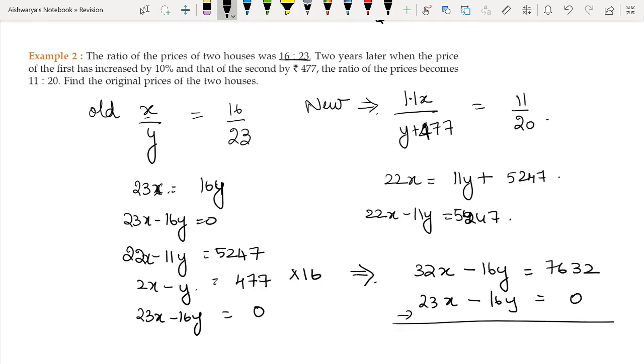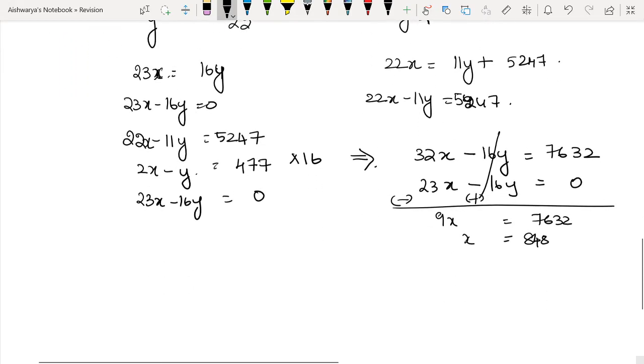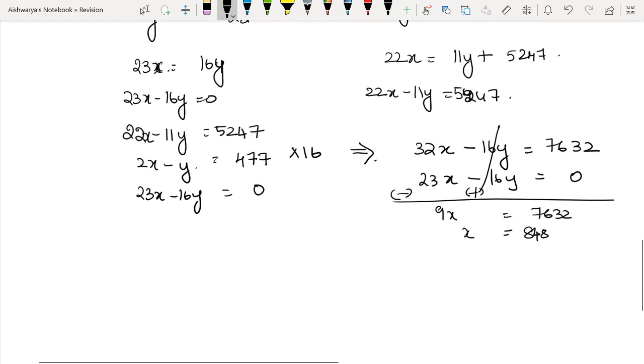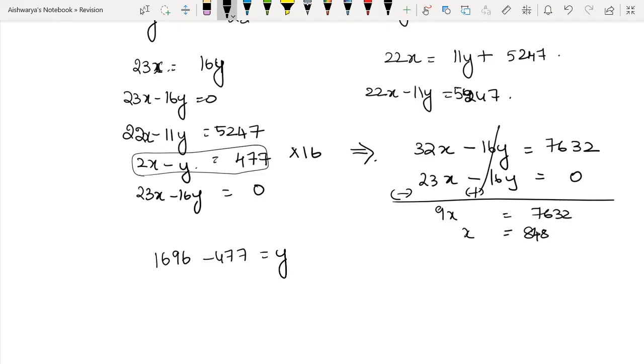So now this will be minus, this will be plus, no change here. So this will get cancelled. So this is 9x is equal to 7632. So the x value will be equal to 848. Once we get the x value, we can just use it in this particular equation because this is much easier. 848 into 2 is 1696, minus 477 will give you your y value as 1219.